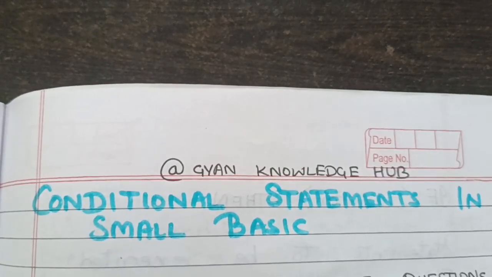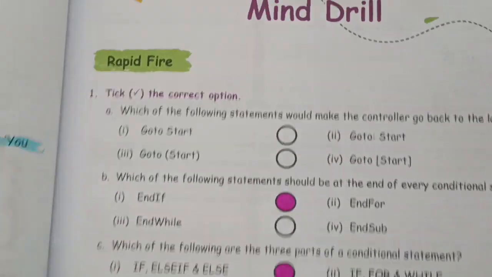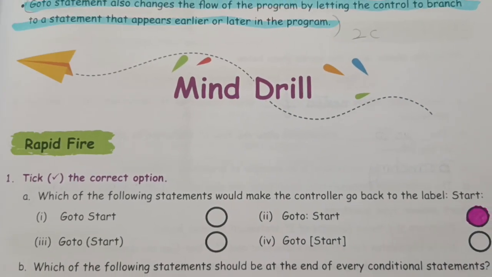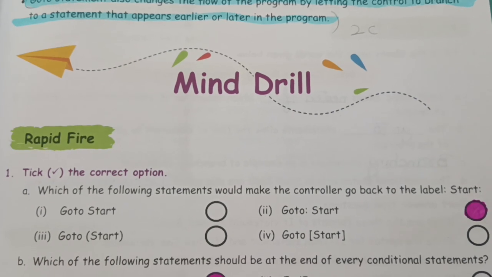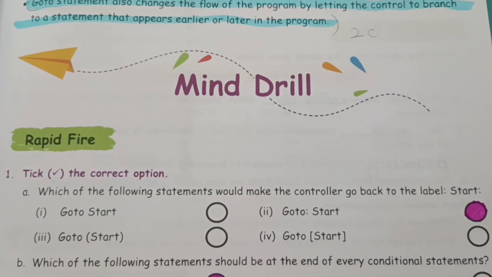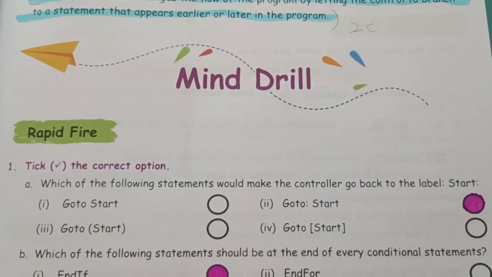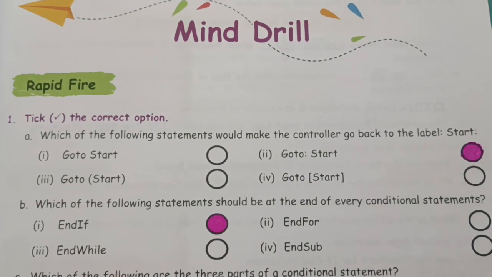So we'll start with the back exercises first, rapid fire round. Tick the correct option. Which of the following statements would make the controller go back to the label start? The correct answer is go to start. Which of the following statements would be at the end of every conditional statement? And the answer is End If.